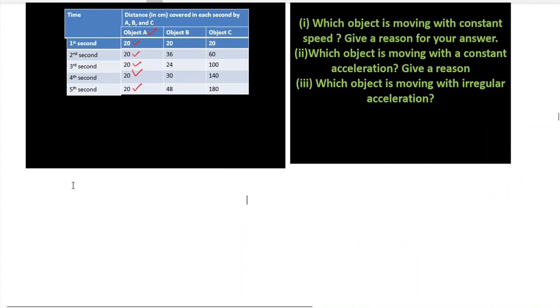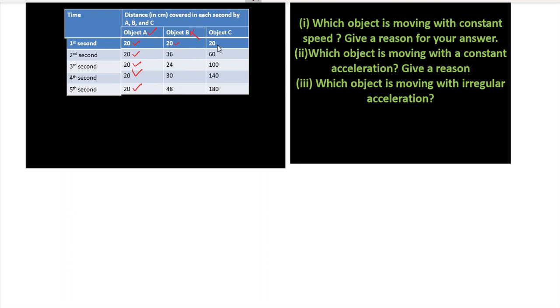Next question. Which object is moving with constant acceleration? Okay, so in the first second object B covered 20 centimeter. In the second, total distance covered is 36. So between first and second object B covered 16 centimeter, and then it came back to 24 centimeter, and then 30. No, this is definitely not constant acceleration.